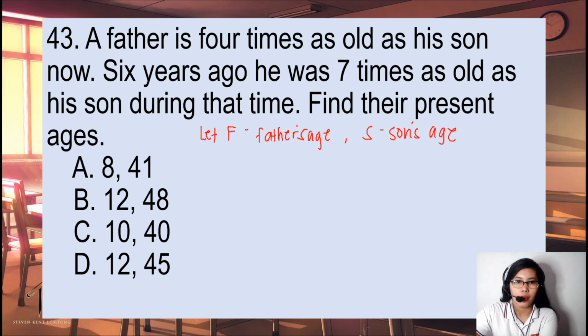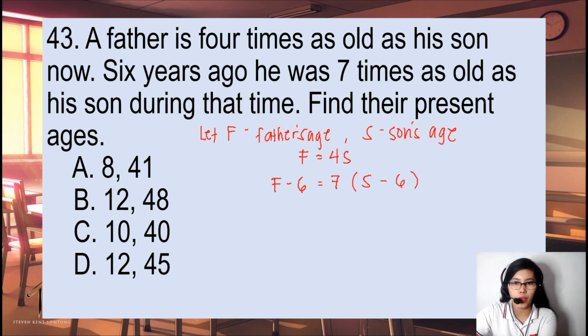Okay, now let us convert this into equations. Father is 4 times as old as his son now. So f is equal to 4s. Then 6 years ago, so f minus 6, he was 7 times as old as his son during that time. So find their present ages.